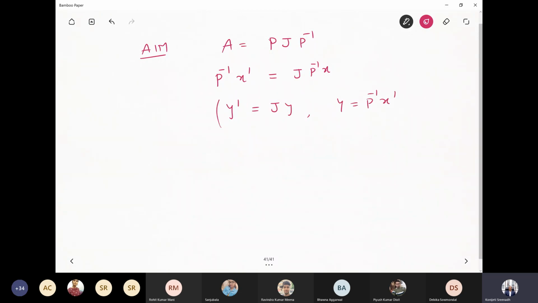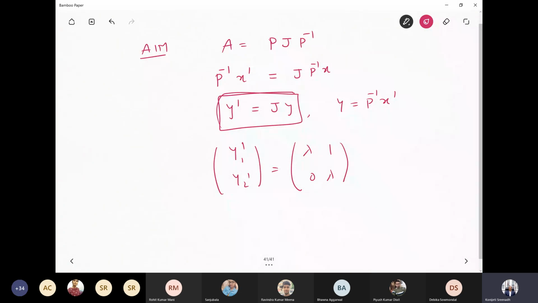So what's the advantage of this system? Say for example it is a 2 by 2 system. How does it look like? Y1 prime, Y2 prime, and on this side the matrix is lambda 1, 0 lambda, and y1, y2. So y1 prime is lambda y1 plus y2 and y2 prime is lambda y2. So first you solve this and put it here, and then you can solve like that. Right? So it looks so simple from the back substitution point of view. You can just back substitute to get the complete solution.